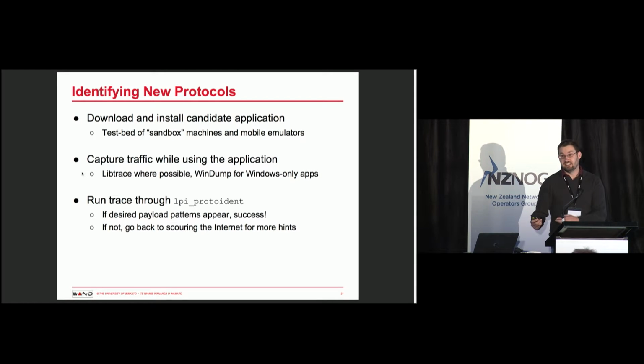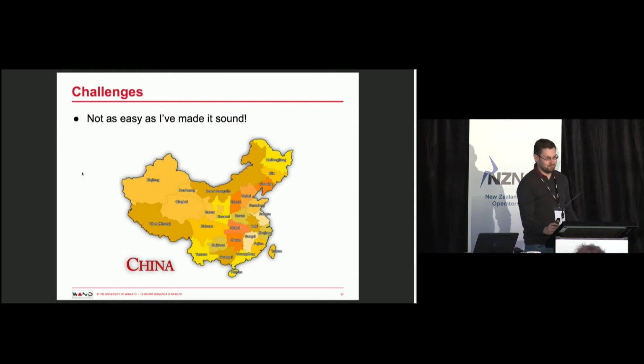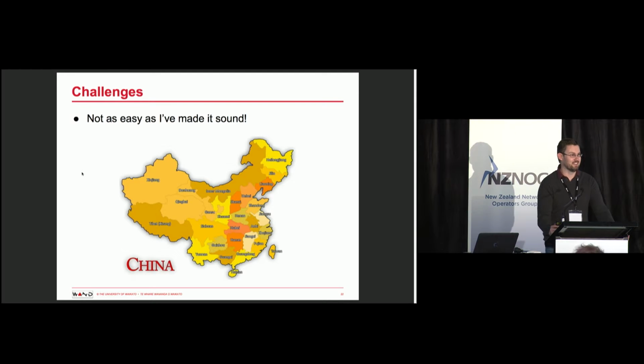If we start to see the same flows with those same patterns appearing in our output from that, then we've got a successful match. We've confirmed that the application was generating the traffic that we identified earlier. If we don't, then it's all the way back to the previous steps and start again. It's not as easy as I make it sound. And there's one big reason for a lot of that.